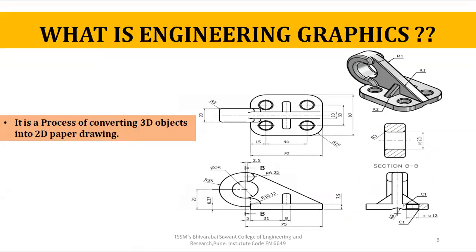If I try to make it easy, students, engineering graphics is a process of converting a 3D object into a 2D paper drawing. If you see your right upper corner, you can observe there is one model. You can see this is a 3D model. What is a 3D model? There is X, Y, and Z direction, meaning it has some weight.